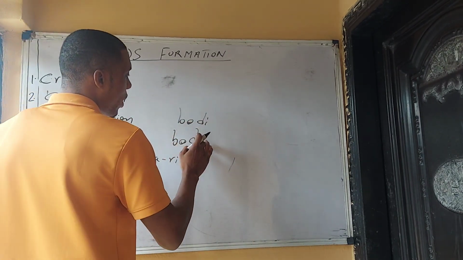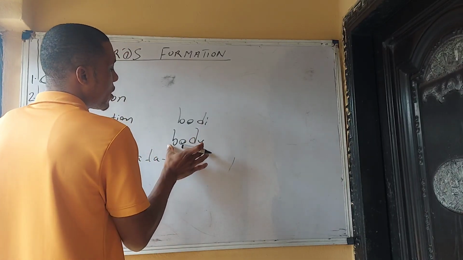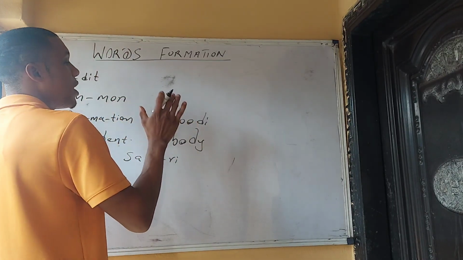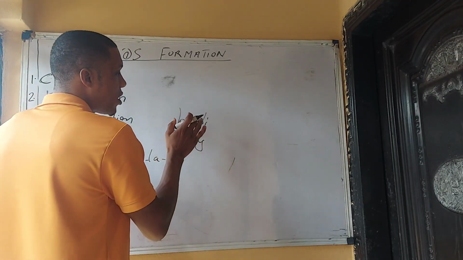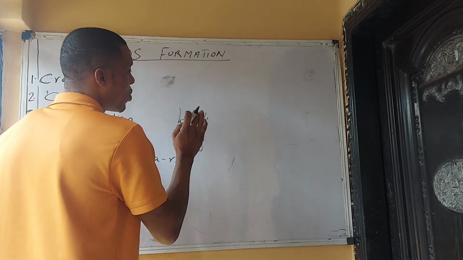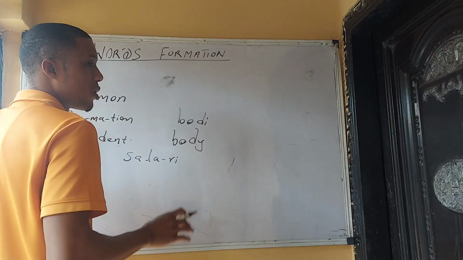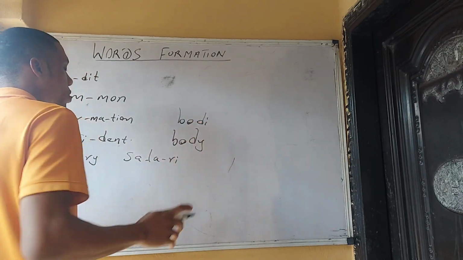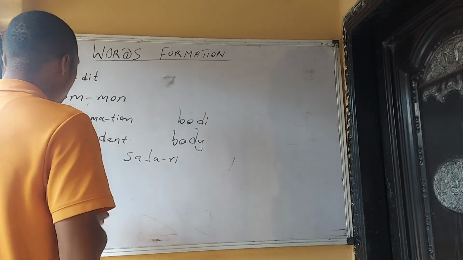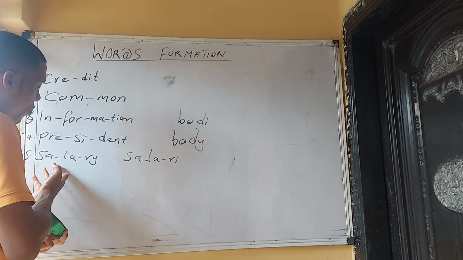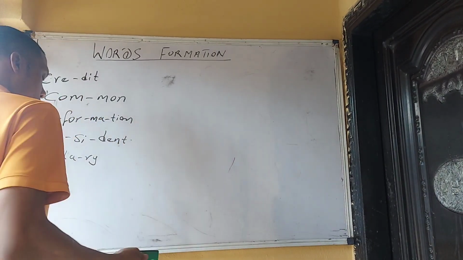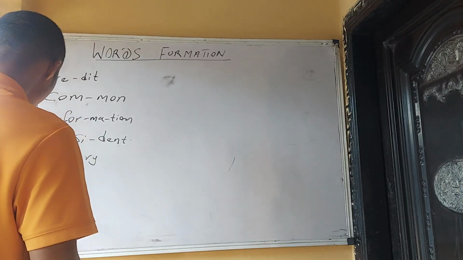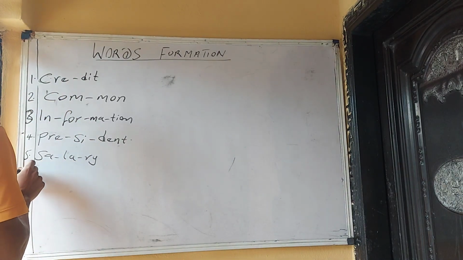But the reason why this is changing to Y, because this is an English word. But if it is a native word, it's going to remain like this. Every native word that ends with I ends like that. But if it is an English word, it's going to end with Y. That is why we are having salary to be spelled like this. Is that taken? So the next one is 6.